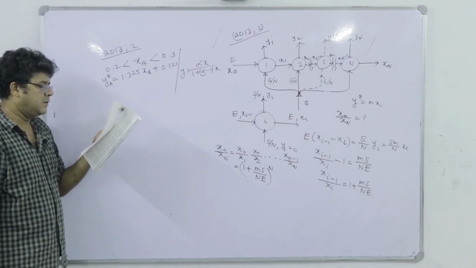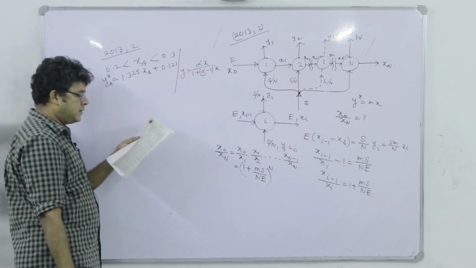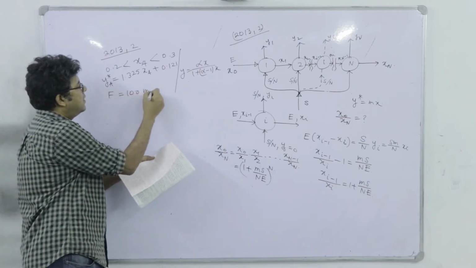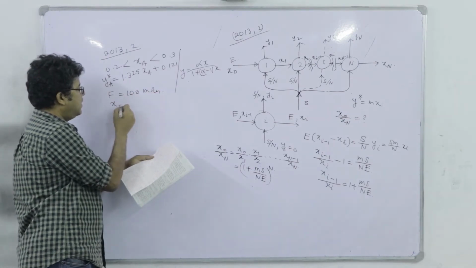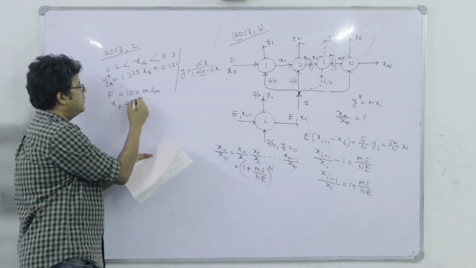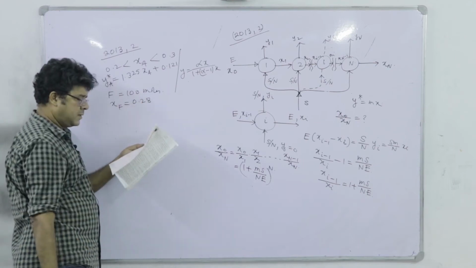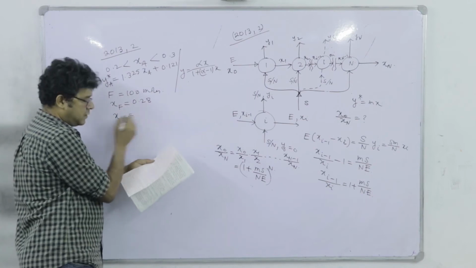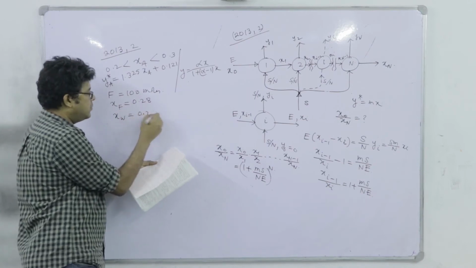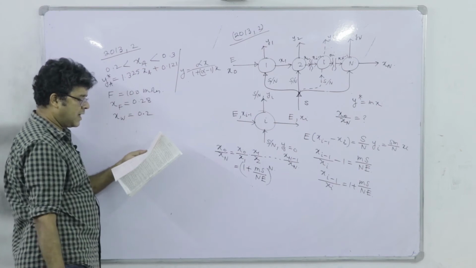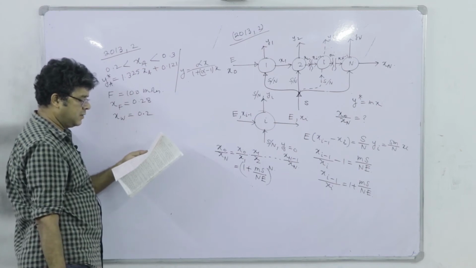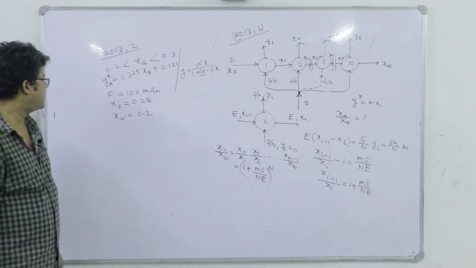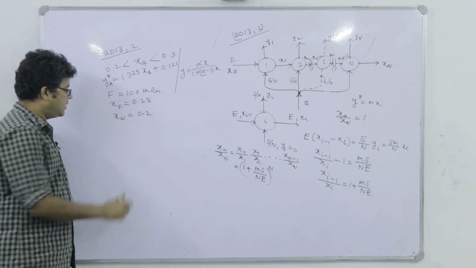So ys star is the mole fraction of A in the vapor phase. 100 moles of feed, so F is 100 and XF is 0.28. It is batch distilled to a final residue, XW equal to 0.2. Using Raleigh's equation, we have to calculate the number of moles in the residue left behind in the distillation unit.